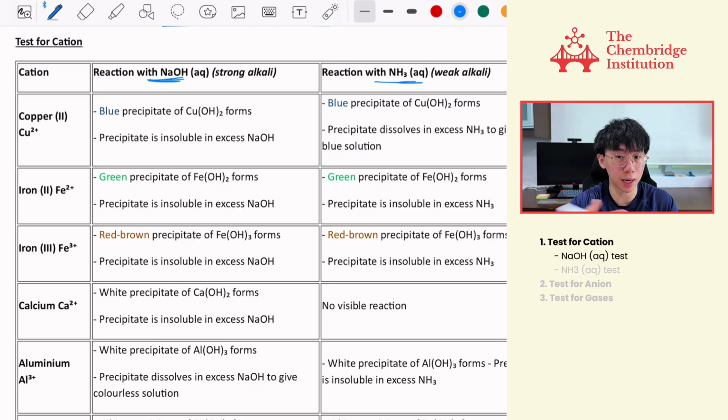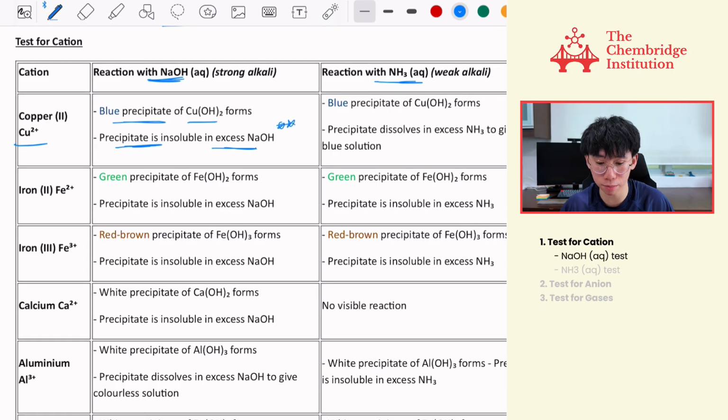So for example, our Cu2+ ions. If the solution is Cu2+ ions, then when you add sodium hydroxide, you're going to get a blue precipitate of copper(II) hydroxide. It's important to also identify the relevant components of our observations. For example, when we say a precipitate is formed, we need to know the identity of the precipitate. In this case, it is copper(II) hydroxide. No surprise, because it is a precipitation reaction. Cu2+ can react with OH- to give a copper(II) hydroxide insoluble salt. And this precipitate is also insoluble in excess sodium hydroxide. This is also an important observation to note, again, because we will always add in excess later on as well.